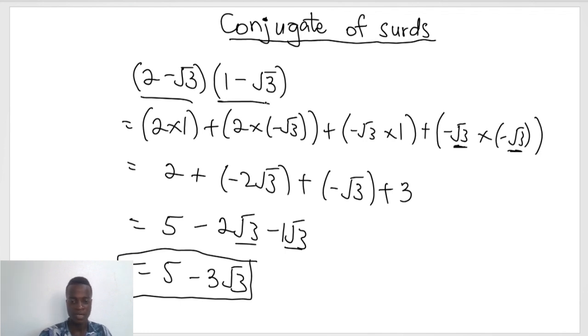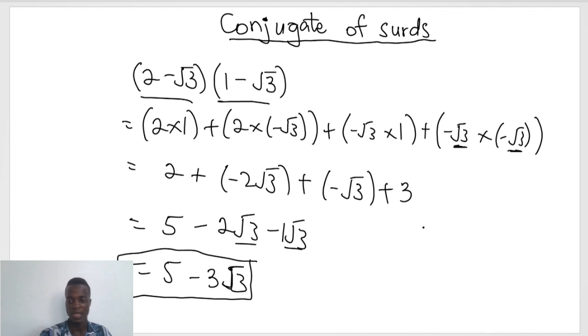So at the end of the day, we still have a surd contained in the final answer. So there's still a surd element over there. But there are some groups of multiplication that we can do to get an actual whole number. So if you watched the previous video, we solved a question that we had.